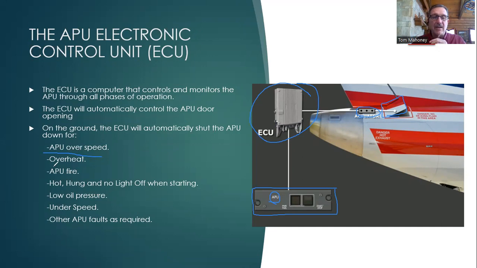If it recognizes an overheat, the APU will shut down. If it recognizes an APU fire, it will shut down. If we have a hot, hung, or no light off when starting, the APU will automatically shut down. In the case of low oil pressure, it shuts down, and it monitors underspeed and other APU faults as required to detect that there's an abnormality existing with the APU.